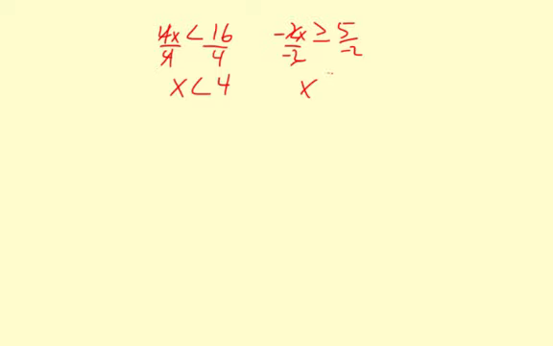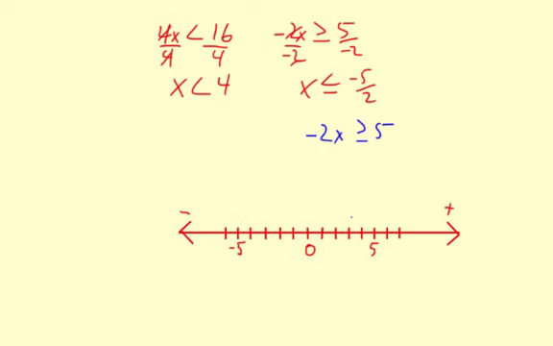Now here's where it gets a little tricky. If you're multiplying or dividing by a negative number, you have to switch the direction of the inequality. So what happens here is x is less than or equal to negative 5/2. So why do you have to switch the inequality sign? The original inequality was negative 2x greater than or equal to 5.